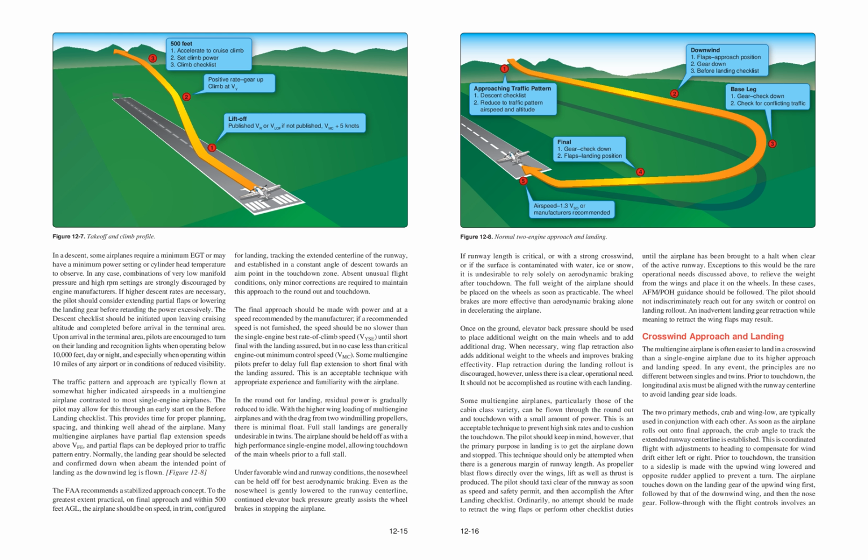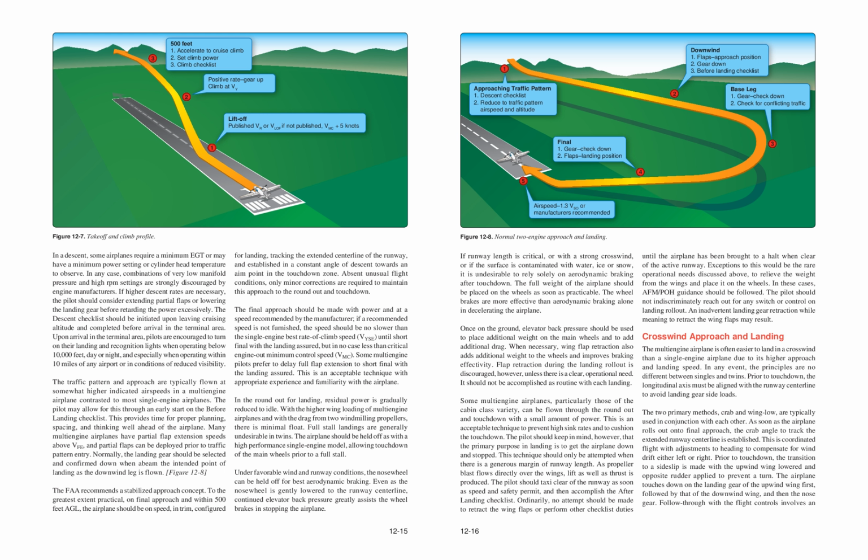Figure 12.8. Normal 2-engine approach and landing. Approaching traffic pattern: 1. Descent checklist. 2. Reduced to traffic pattern airspeed and altitude. Final: 1. Gear check down. 2. Flaps landing position. 3. Airspeed 1.3 VSO or manufacturer's recommended.